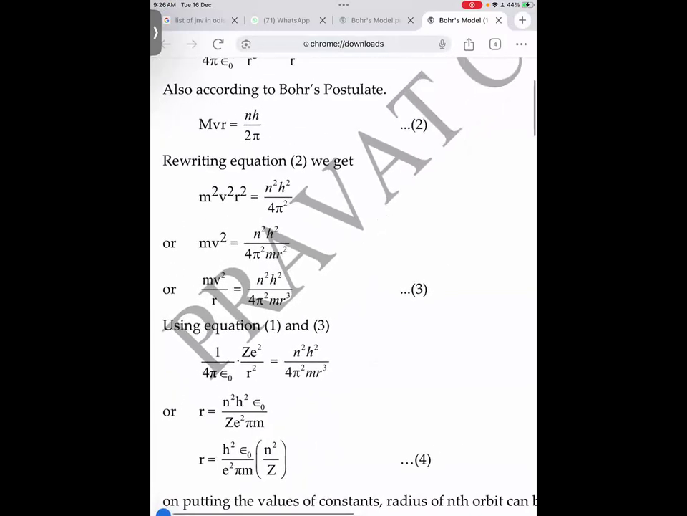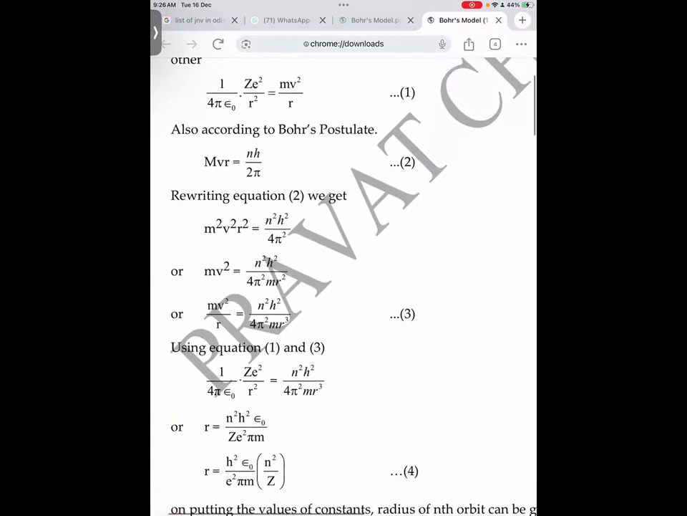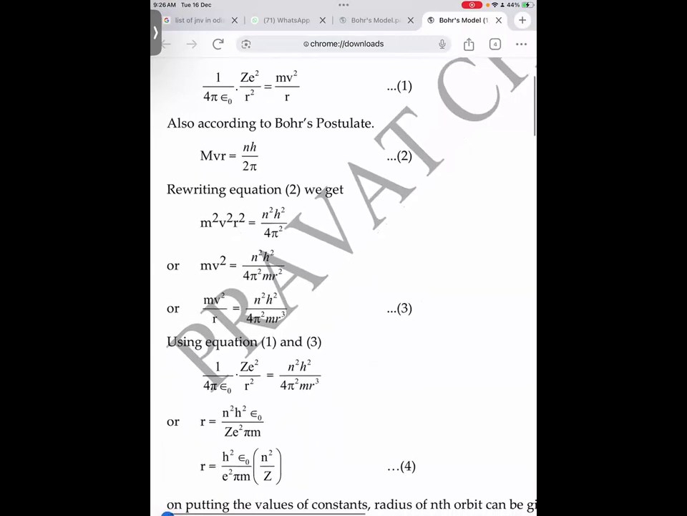So take 2 minutes and quickly note down up to this. We will derive four formulas: first radius, then energy, then speed, then frequency. Then we will discuss some questions.